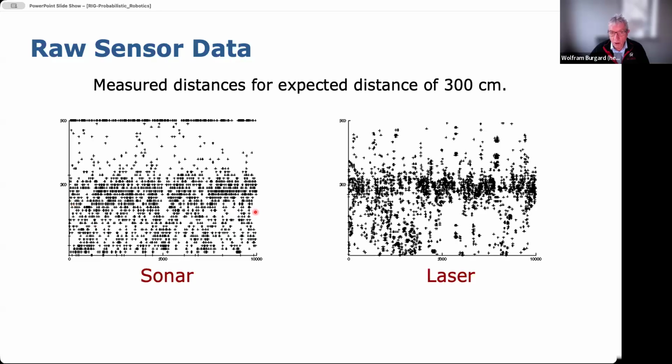And this is the plot for sonar in a specific environment. And here is the same for a LiDAR. What you can see is that the LiDAR is way more concentrated around the expected distance, although it's also sometimes measuring smaller values, dynamic objects, or just random measurements.